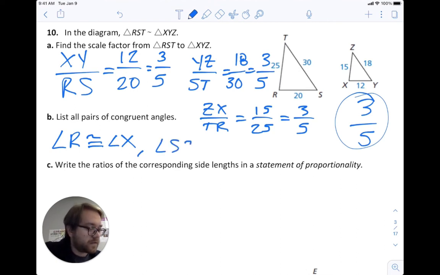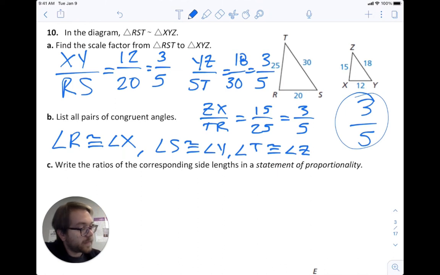Angle S is going to be congruent to angle Y, and angle T is going to be congruent to angle Z. Okay. Again, just R and X are corresponding, T and Z are corresponding, S and Y are corresponding. And so those are the pairs of congruent angles for these two similar figures. It's really just wanting you to identify what's making these similar and which parts are corresponding or matching up to each other. And so that's what we'll also be doing in C as well, is writing the ratios of the corresponding side lengths in a statement of proportionality.